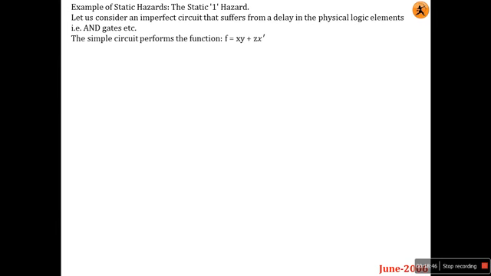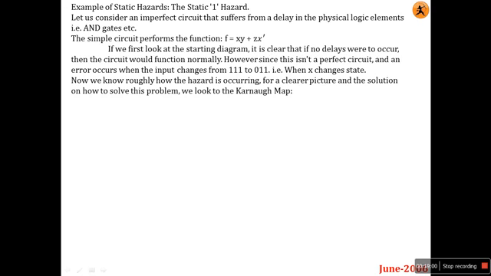For example, the given one is the static 1 hazard. Let us consider an imperfect circuit that suffers from a delay in the physical logic element, the AND gates. The given function is f = xy + zx'. If you first look at the starting diagram, it is clear that there is no delay. If no delay were to occur, then the circuit would function normally.